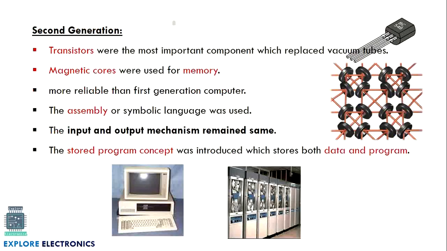In the second generation of computers, the vacuum tubes were replaced with transistors, and for memory, magnetic cores were used. These computers were more reliable compared to the first generation and also occupied less space. To interact with the computer, assembly level or symbolic language was used, but the input and output mechanism was still the same. One more important concept came into picture, the stored program concept, which means the computers were able to store data and program.